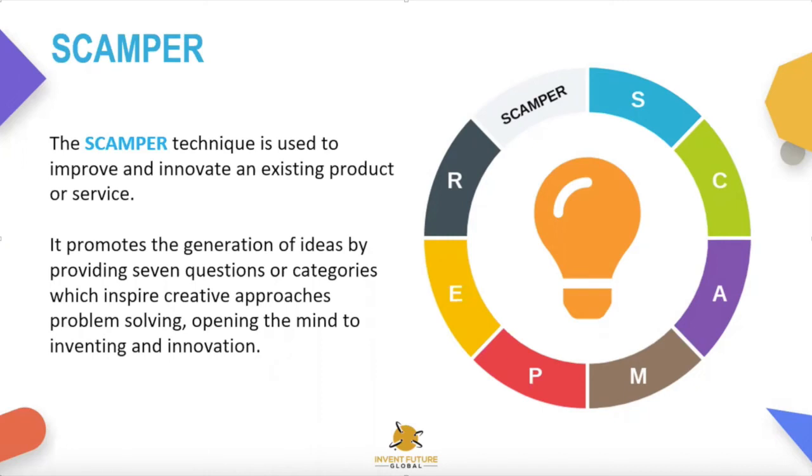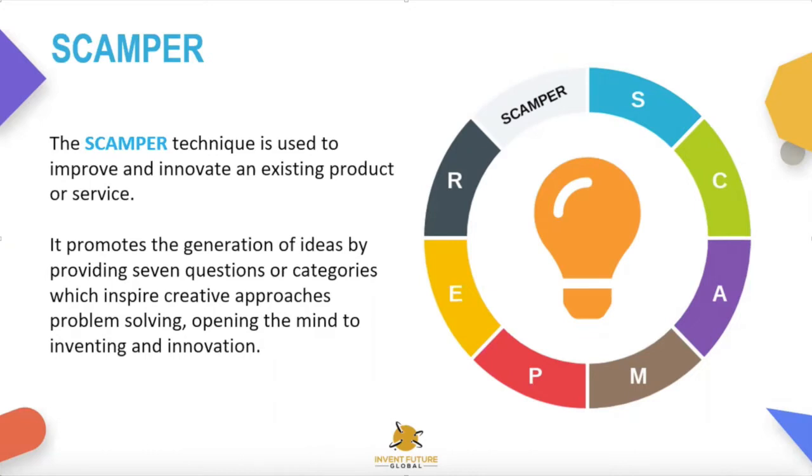Hello, the aim of this short video is to demonstrate how to use the SCAMPER technique for creative thinking. The SCAMPER technique is used to improve and innovate an existing product or service. It promotes the generation of ideas by providing 7 questions or categories which inspire creative approaches to problem solving, opening the mind to inventing and innovation.